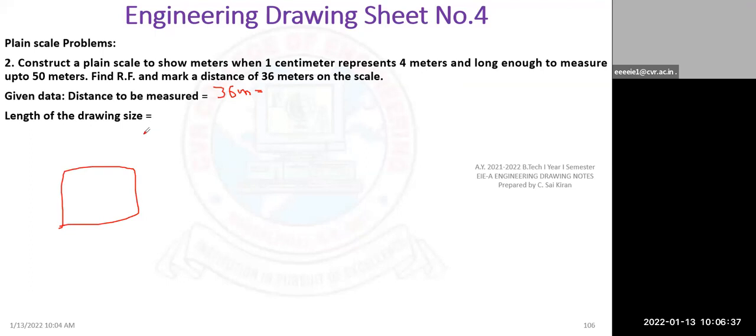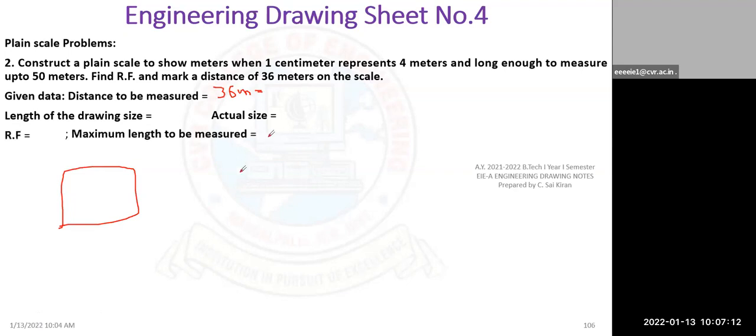To calculate RF, it is 1 centimeter for 4 meters. We need the length of the drawing size to calculate RF. So that's the reason we need to know the length of the drawing size. Drawing size is 1 centimeter for 4 meters. Next, you need to know what is meant by actual size. What is the actual size? To calculate RF, you need to know it.